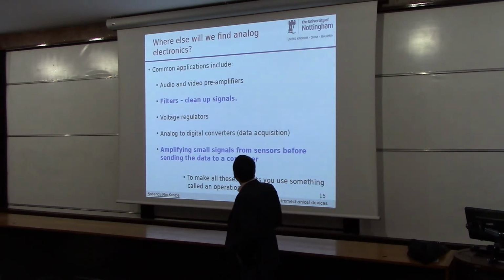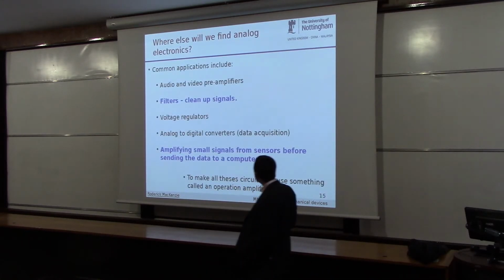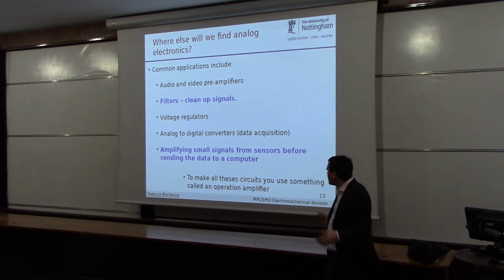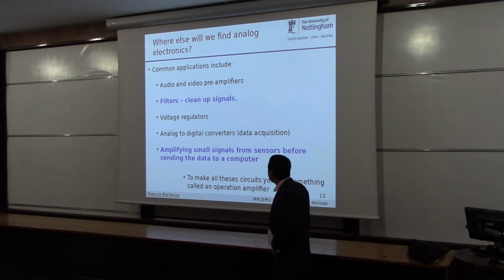So here are some examples. Audio-visual preamplifiers, anything where there's audio-visual data. Clean-up signals. Voltage regulators are very, very important. They're very important analog components in all digital equipment.